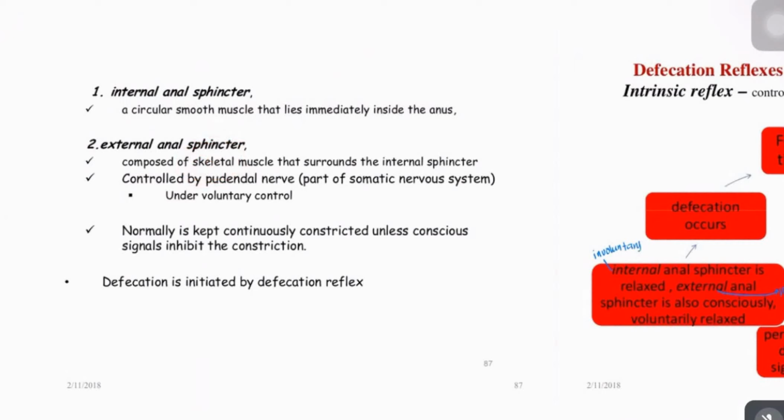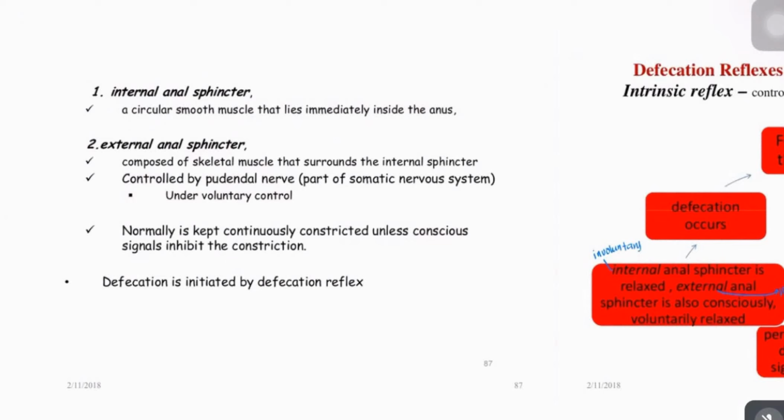Thus, your internal anal sphincter is involuntary, but your external anal sphincter is voluntary. So what controls this external anal sphincter? It's your pudendal nerve, part of your somatic nervous system. Normally it is kept continuously constricted unless conscious signals inhibit the constriction. Defecation is initiated by your defecation reflex.